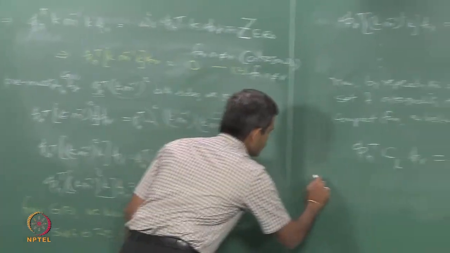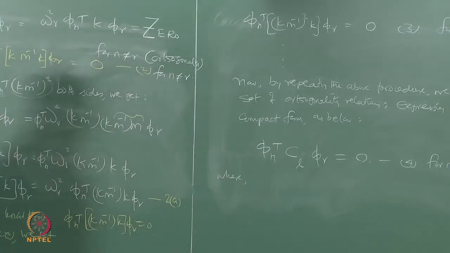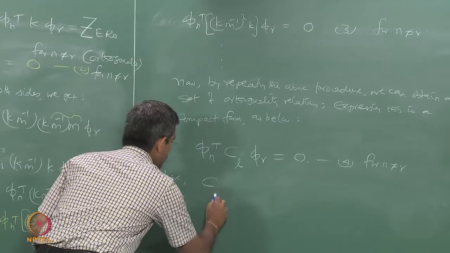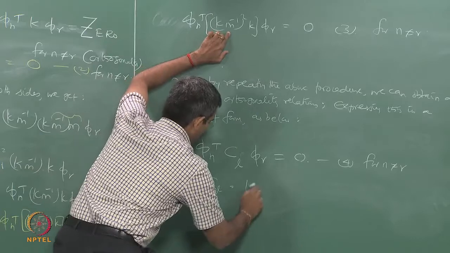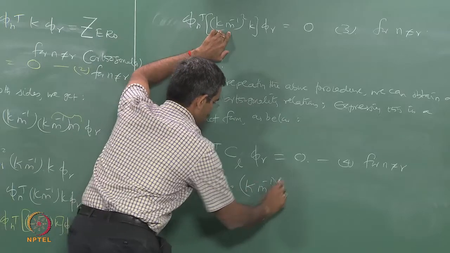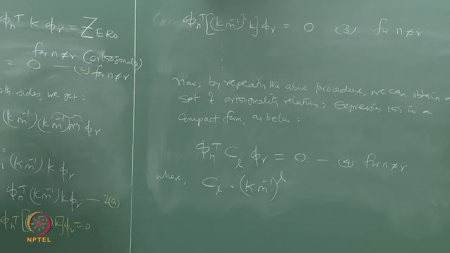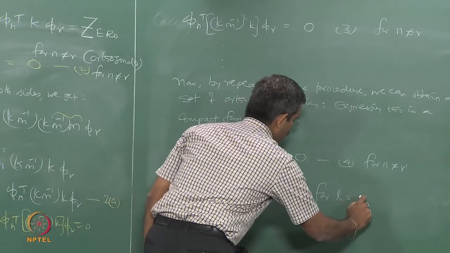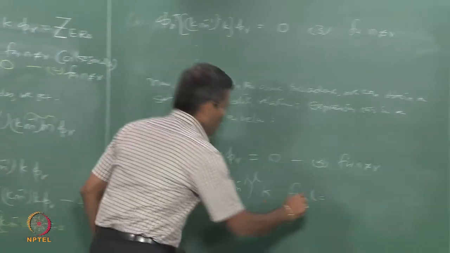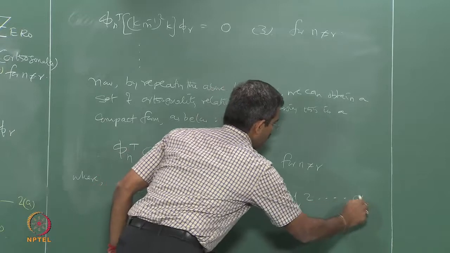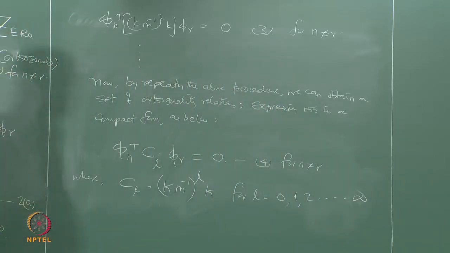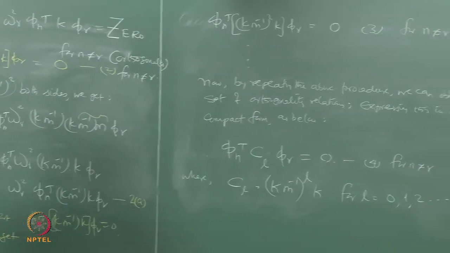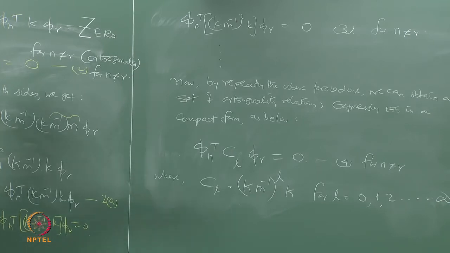where C L can be k m inverse to the power L of k for L equals 0, 1, 2 etc. till infinity. Now, one can ask me a question, how is this valid for 0? If you put 0, you will get equation number 1 back again. The original, where we started, you get the equation back again.